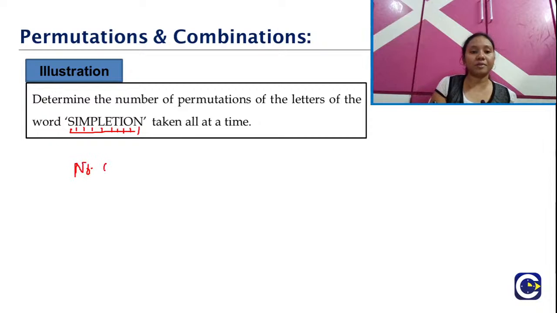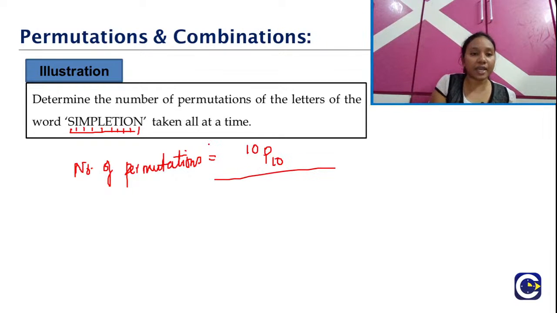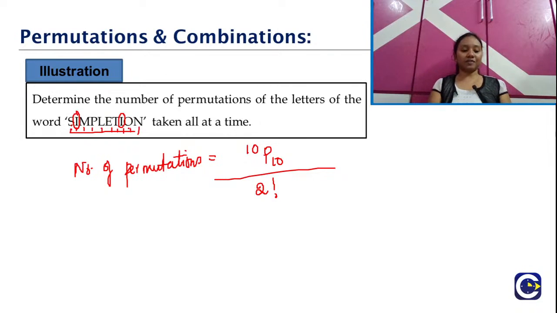So the number of permutations here will be 10P10 divided by any objects that are repeating. S is not repeating. I is repeating twice, so it will be divided by 2 factorial. Is any other letter repeating? The remaining are all different.